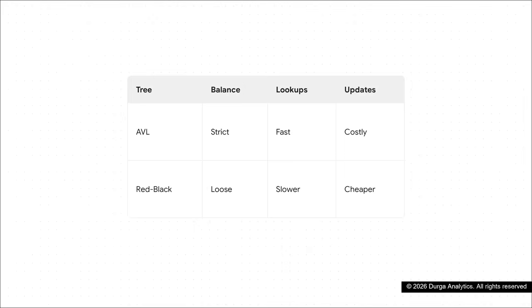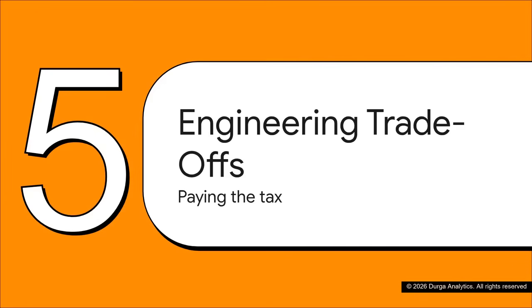Because of this beautifully well-rounded performance profile, red-black trees are the absolute workhorses of the industry. They are the engine powering the ordered maps and sets that you use every single day. And that brings us to Section 5, the engineering trade-off. Why we gladly pay the performance tax.